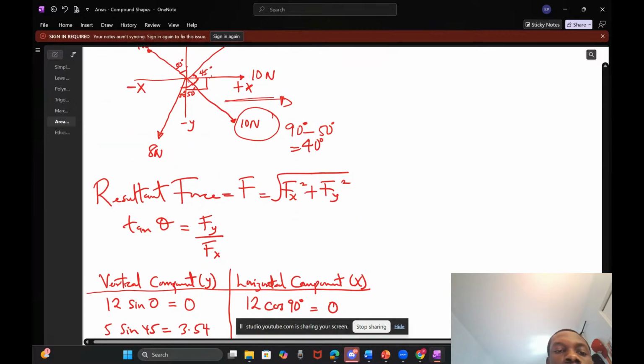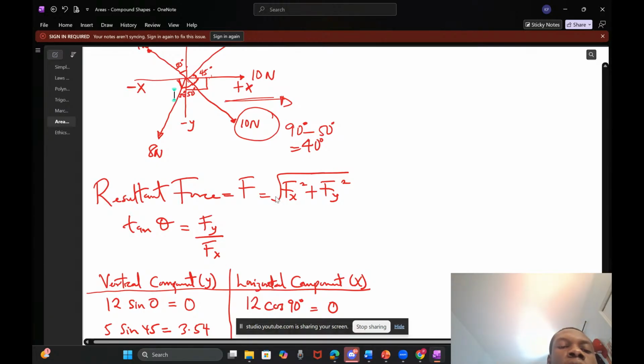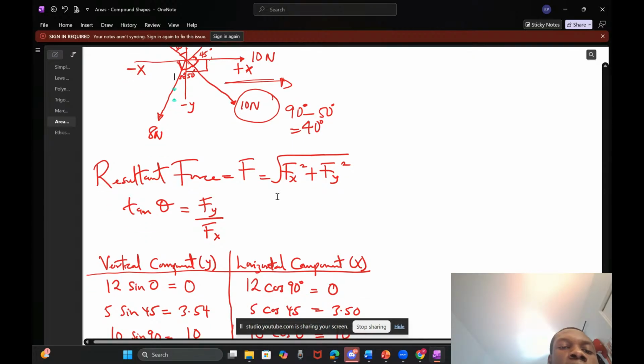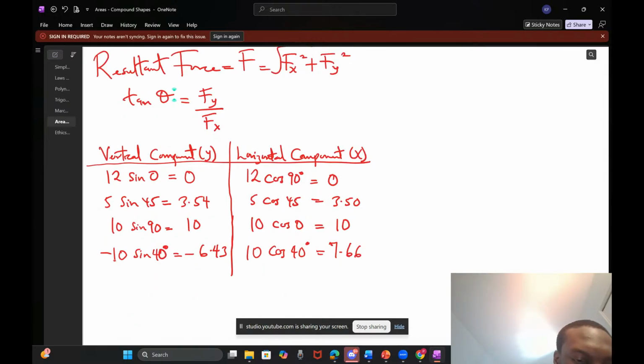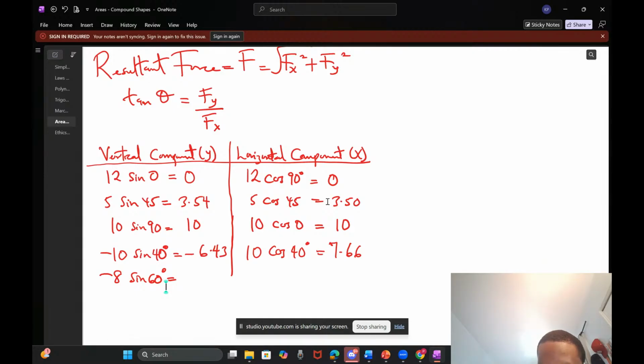So now the next one we have is 8 newtons. The same thing here, this place is 30 degrees. This is the angle that we're actually looking for. So that will be 90 minus 30, which is 60. So this will be negative 8 sine 60 degrees, and the reason why it's negative is because it is facing down. So 8 sine 60 will give us 6.93, so that's minus 6.93.